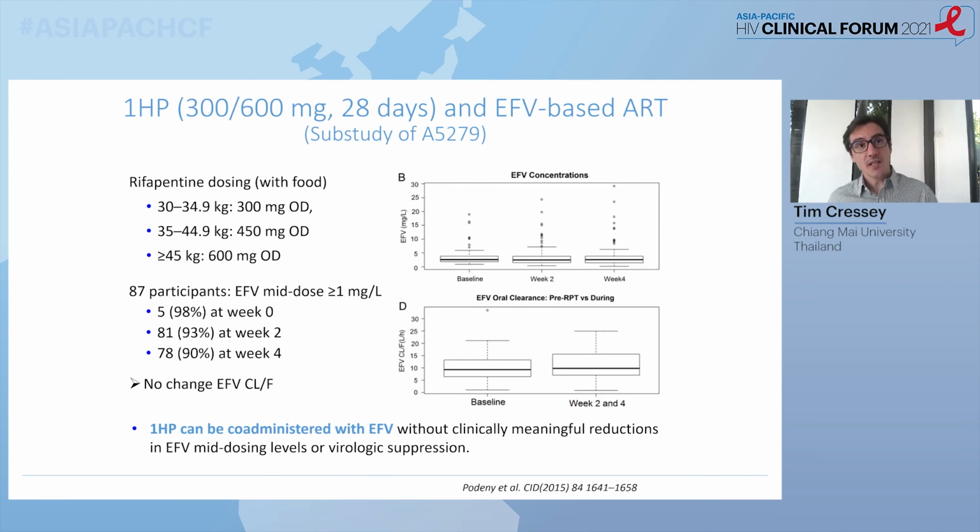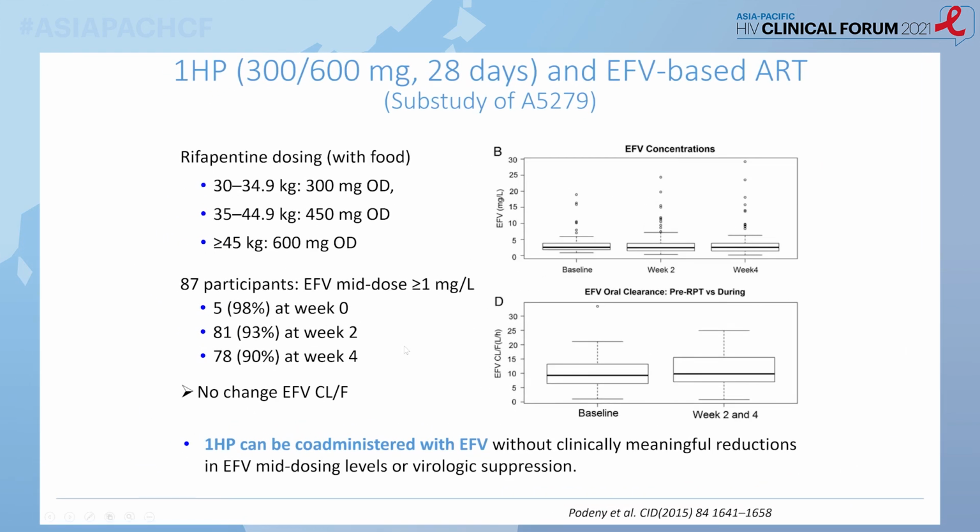What about finally 1-HP? We've seen 1-HP now being used, and in some cases perhaps preferable to 3-HP, but we have to look at the drug interaction of giving this high dose rifampicin daily. This is a study with efavirenz, and again, as we've seen with the other drugs for treatment and for 3-HP, the impact of the rifamycins on efavirenz seems relatively low. 1-HP can be co-administered with efavirenz without any clinically meaningful reduction. So that's encouraging if you wanted to give 1-HP with efavirenz.